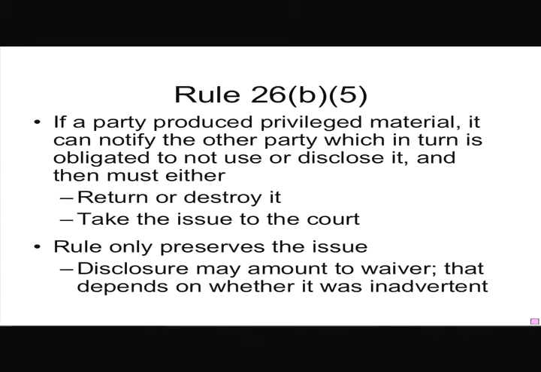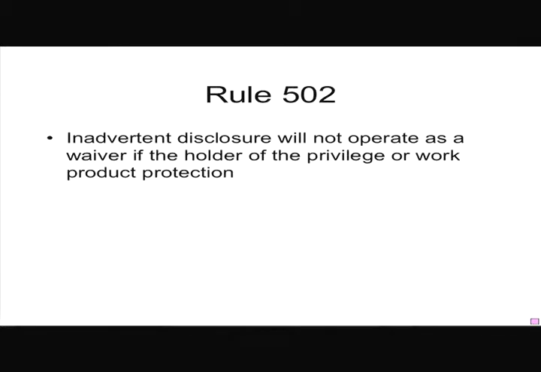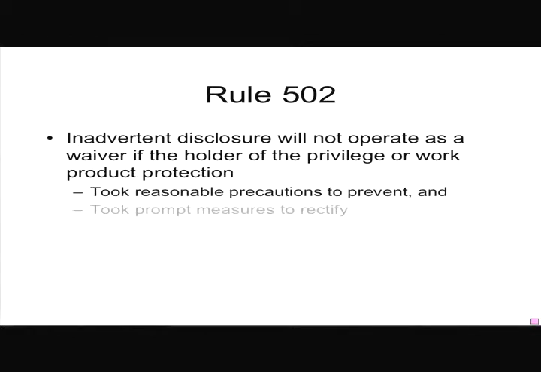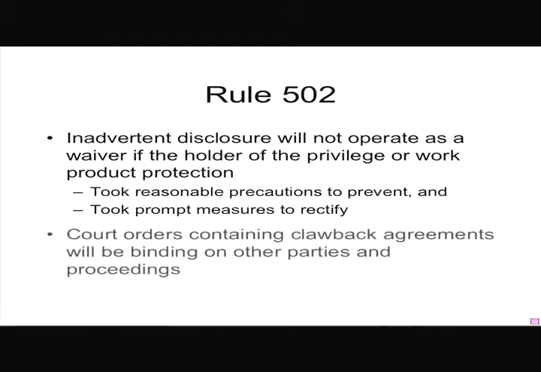Now, what's privilege? Well, remember that the Federal Rule of Evidence 502 tells us that inadvertent disclosure will not operate as a waiver if the holder of the privilege or work product protection first took reasonable precautions to prevent it and took prompt measures to rectify. Court orders containing clawback agreements will be binding on other parties and proceedings.